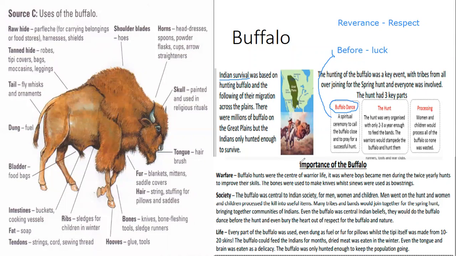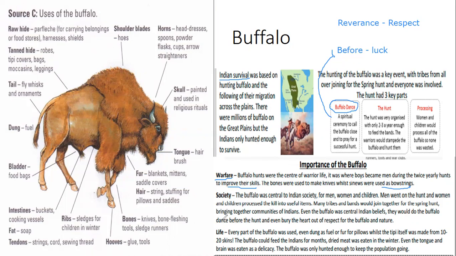The overall importance of the buffalo, which could link to the question that you've got in the exam, is that it's important for warfare. Buffalo hunts were the center of warrior life. It's where boys became men during the twice yearly hunt to improve their skills. The bones were used to make knives, whilst the sinews, like the veins of the buffalo, were used to make bowstrings.